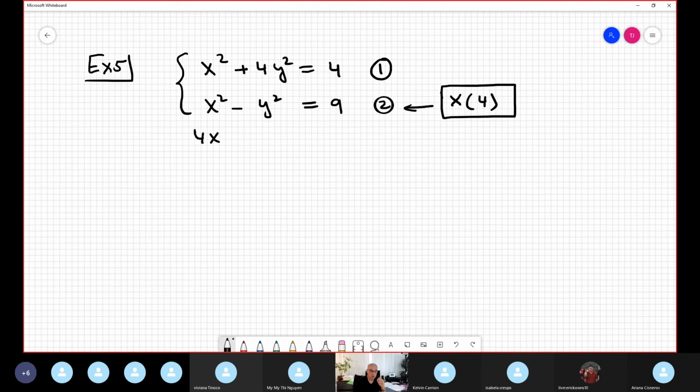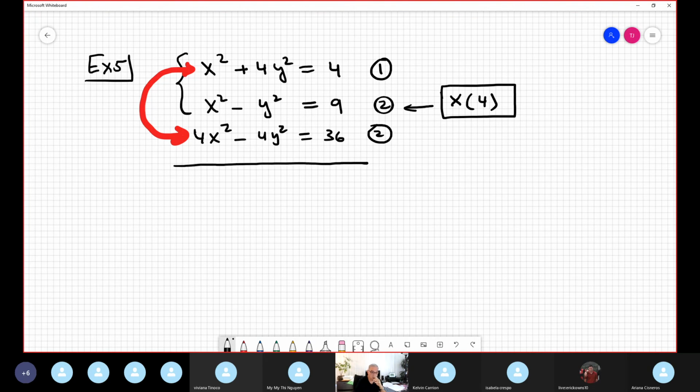Then we have 4x squared minus 4y squared equals 36. And this is the new equation 2 after the multiplication. And one more time, using the combination, you are adding equation 1 plus the new equation 2. This and this cancel. And now it is 40 because it's 36 plus 4, 40. Okay, now divide by 5. X squared equal 8. Apply square root to both sides.